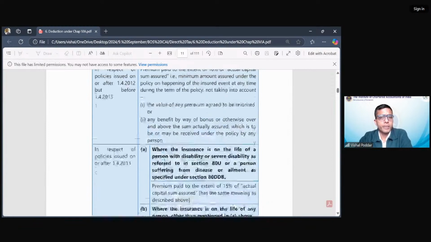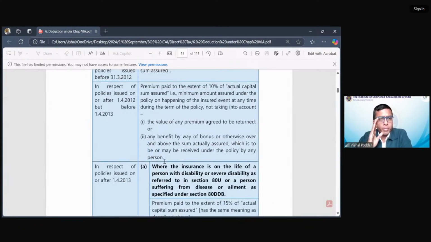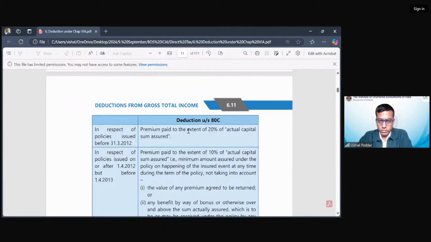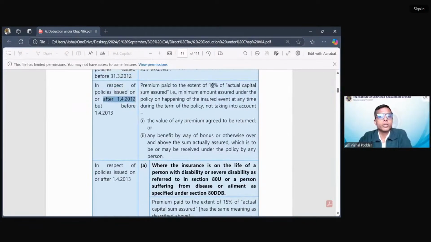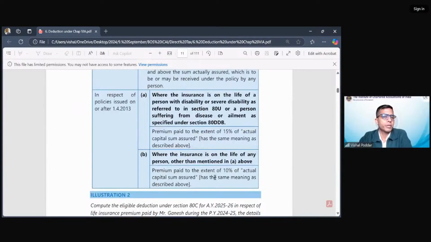So that is why I said for all of us, remember the cutoff date as 2012. If the policy was taken before 2012, the limit of 20% applies. If the policy is taken after 2012, any year, don't look at this 2013. After 2012, any year the policy is taken, the limit is 10%. Here also it is 10%. Here also it is 10%.